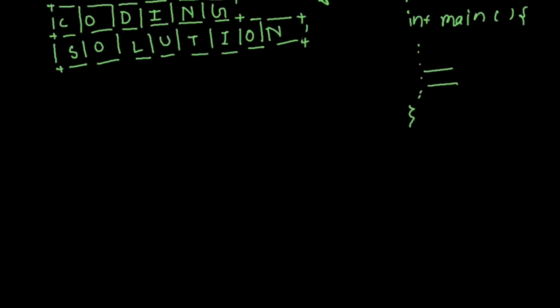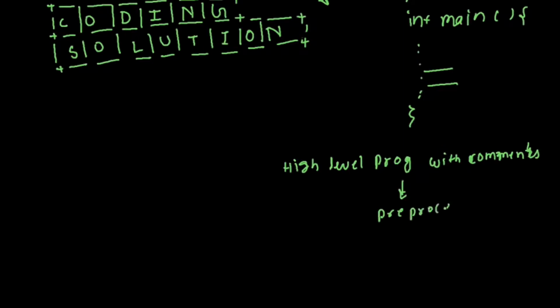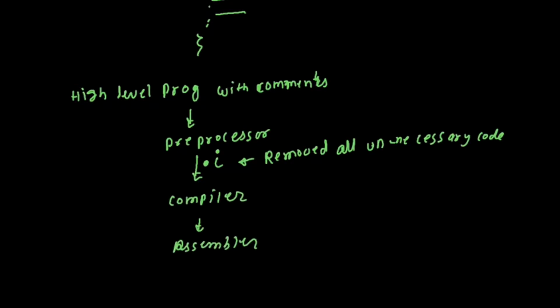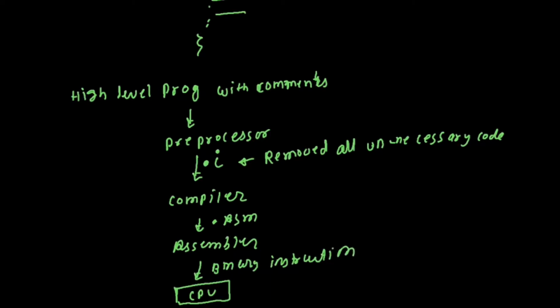You write your program in a high level language with comments. Give it to the preprocessor. The preprocessor will remove all the comments and unnecessary lines and generate an intermediate file, .i. The .i file will go to the compiler and the compiler will generate a .asm file. The .asm file will go to the assembler which will generate binary instructions for the CPU. Let's see how does it look in the real world.